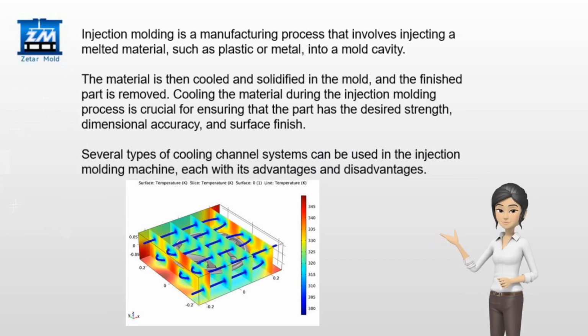Injection molding is a manufacturing process that involves injecting a melted material, such as plastic or metal, into a mold cavity. The material is then cooled and solidified in the mold, and the finished part is removed. Cooling the material during the injection molding process is crucial for ensuring that the part has the desired strength, dimensional accuracy, and surface finish. Several types of cooling channel systems can be used in the injection molding machine, each with its advantages and disadvantages.